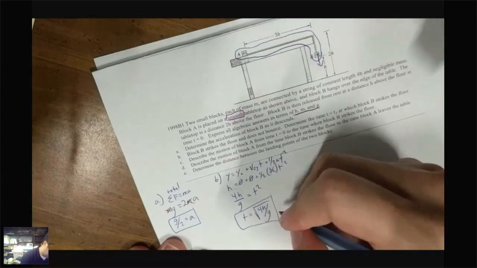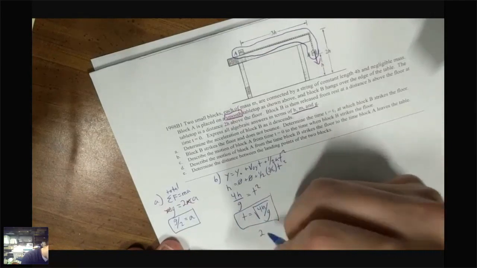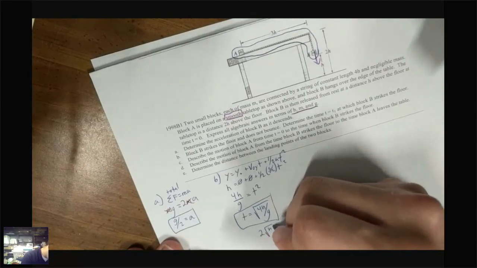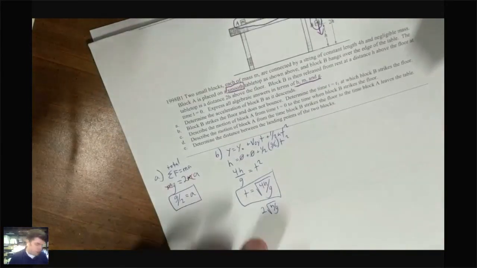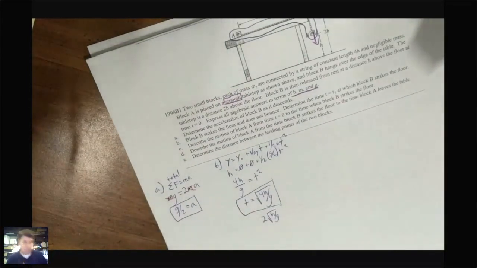Or if we really wanted to simplify, not that we needed to, but we can, it's also 2 square root of h over g. Not sure which one's going to be easier for going forward, but either one of those will be perfectly acceptable for that.